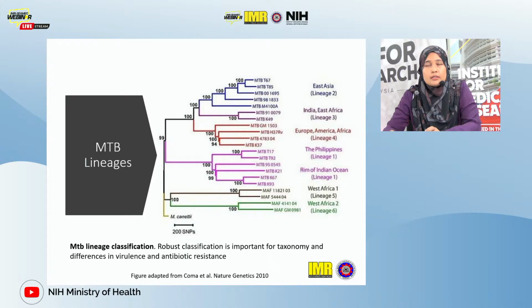MTB strains are divided into several different lineages according to their geographical distribution. These are the 6 major lineages. Robust classification of these lineages is important not only for taxonomy purposes, but it has been shown that different lineages may carry differences in virulence and antibiotic resistance.